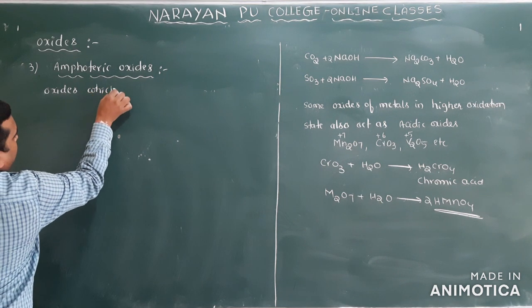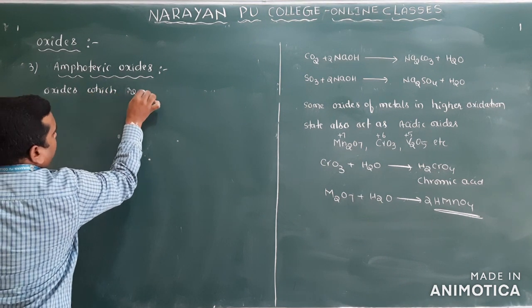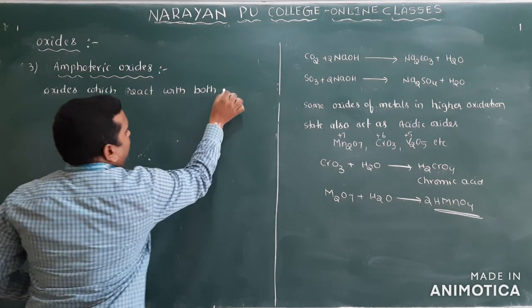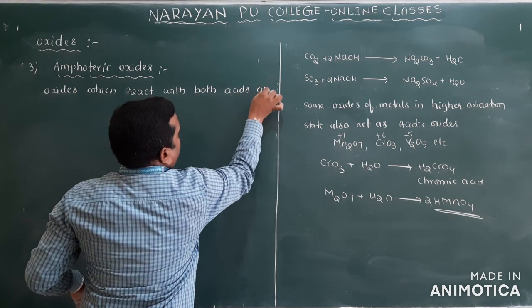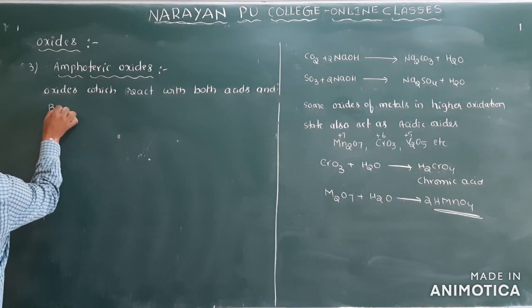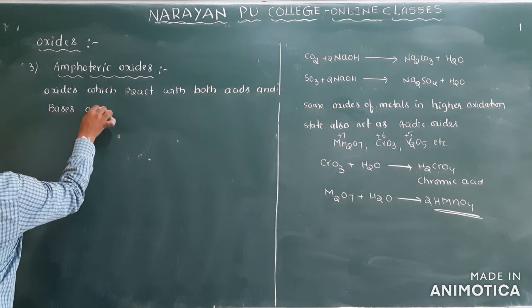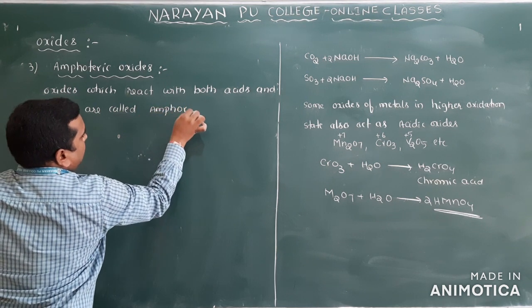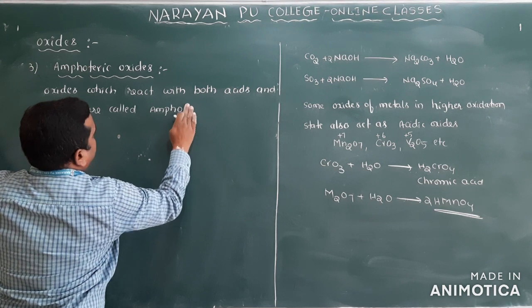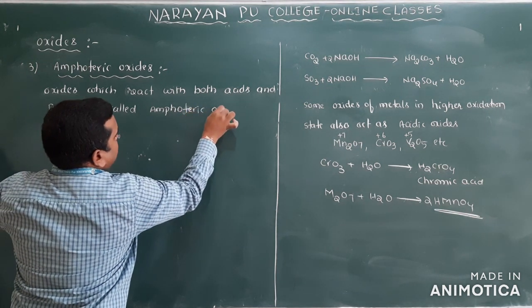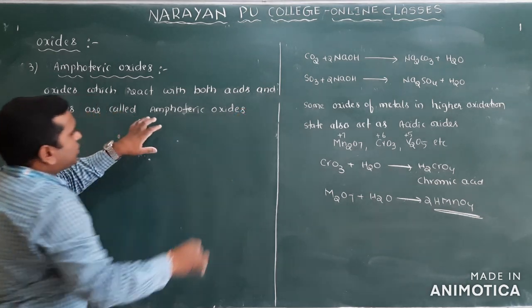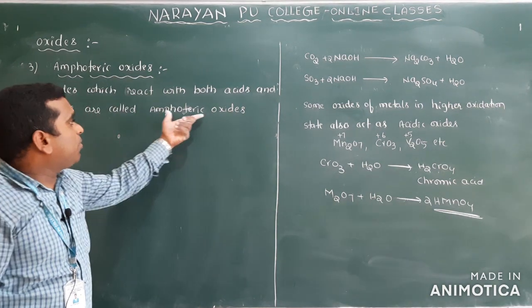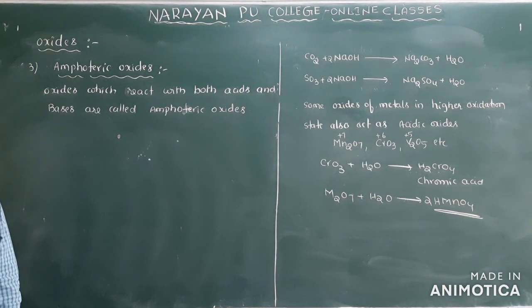Oxides which react with both acids and bases are called amphoteric oxides. Means they can show both the acidic nature and also basic nature. Clear? And those types of oxides we call amphoteric oxides.